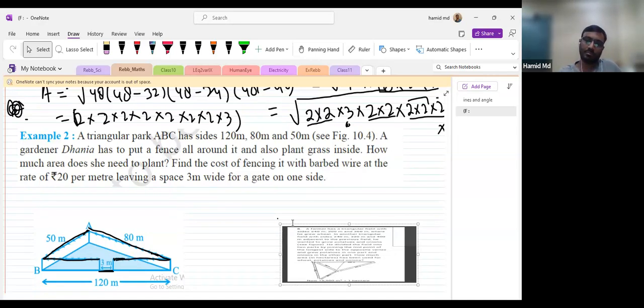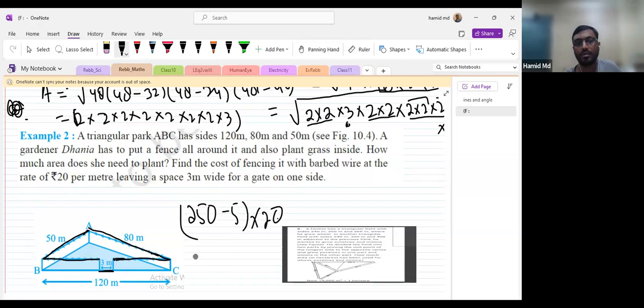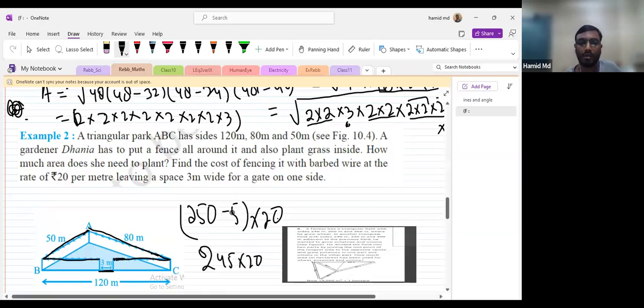I got the answer. Okay, you got the answer. How much cost will it be? 4,940 rupees. So I think you have just 250 minus 5 into 20. This is your answer? 245 into 20. Minus three. It is minus three. 247 into 20. This is your answer? Yeah. Okay, so this is done.